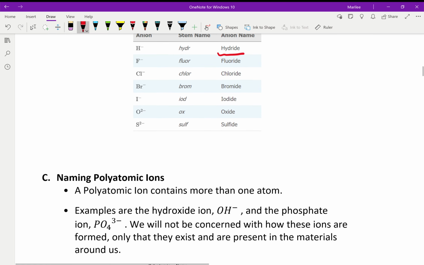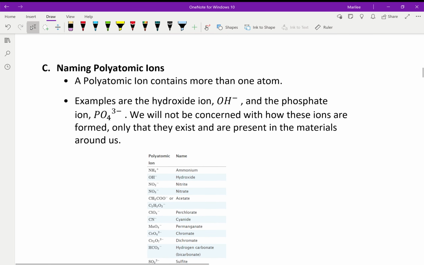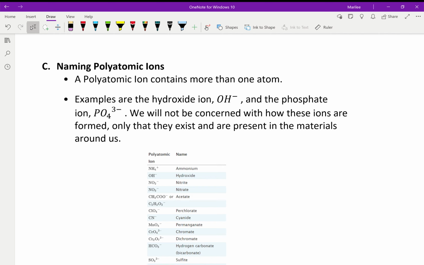The next section is naming the polyatomic ions. A polyatomic ion contains more than one atom. An example is the hydroxide ion, right? So you have oxygen and hydrogen, or the phosphate ion, you have the phosphorus and oxygen. We will not be concerned with how these ions are formed, okay? We only need to know that they exist and they're present in materials around us.